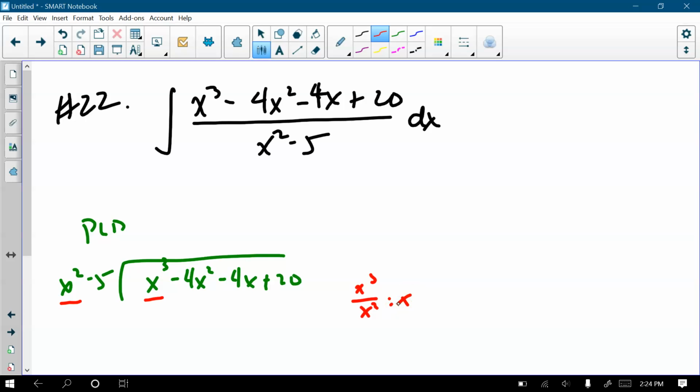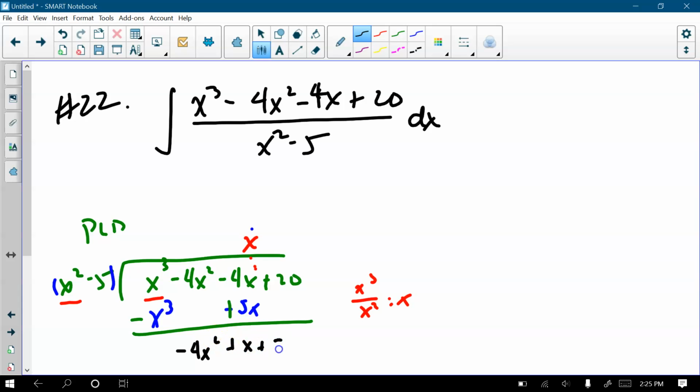I get x. I'm going to put my x here because it lines up with these x's. You don't have to do that, that's not required. And then I take this x and multiply it by the whole quantity. So I get x cubed, and I get minus 5x. Please keep in mind that anything you put underneath, you have to do the opposite sign. You have to subtract it, and you end up getting negative 4x squared plus 5x plus 20.